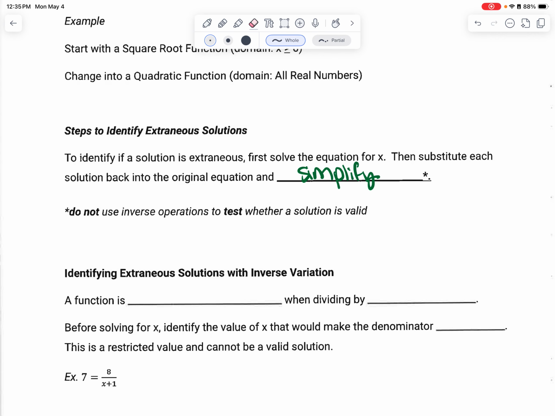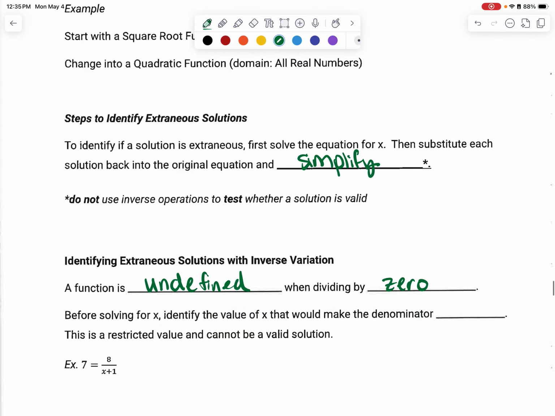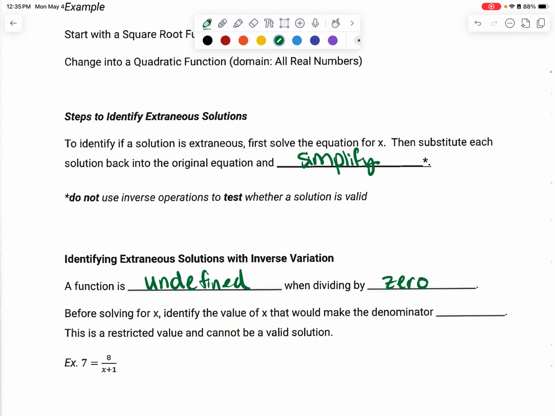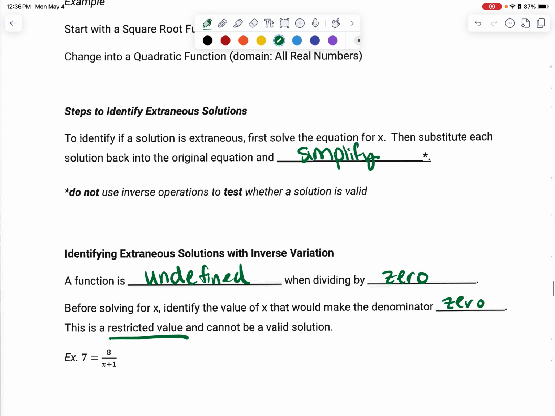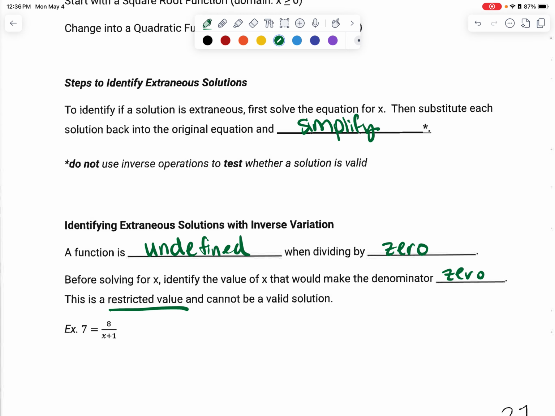All right, a function is undefined when dividing by 0. So these functions will have restricted values. These are restricted values, values that when we plug in, they cause an attempt to divide by 0. So if you solve an equation involving an inverse variation function, and you get that the answer is the restricted value, you know that that cannot be a solution. So it's an example of an extraneous solution.